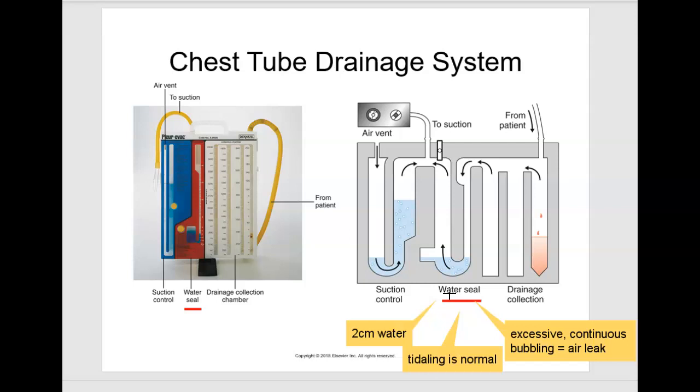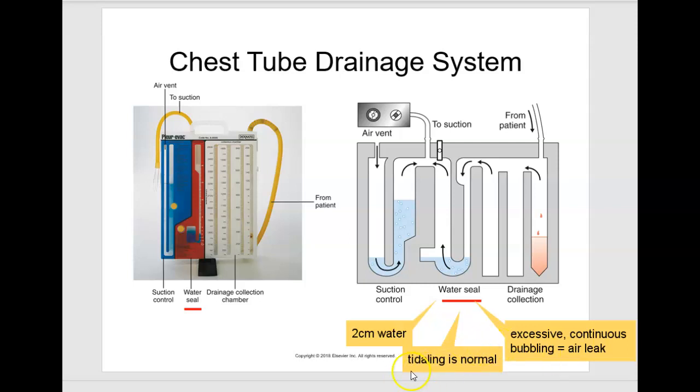When air in the pleural space has been removed, the bubbling will stop. A blocked or kinked chest tube can also cause bubbling to stop. Excessive bubbling, so this is the one here, big NCLEX type question you're going to see. Excessive continuous bubbling in the water seal chamber, the second chamber, may indicate an air leak. So excessive, continuous bubbling in that water seal chamber would be indicative of an air leak, and we'd have to figure out where the leak was.